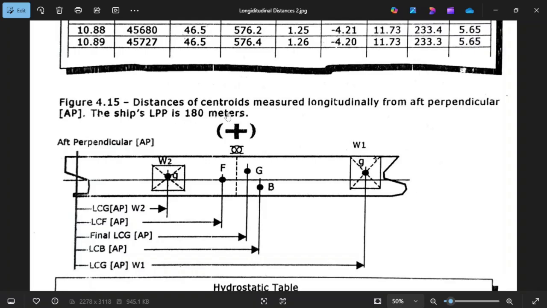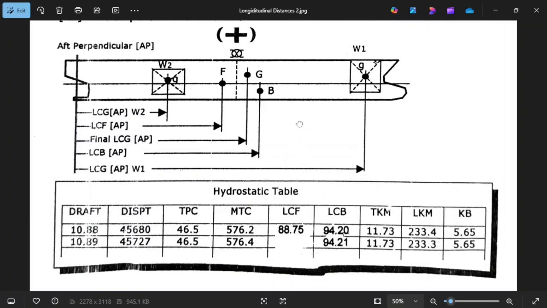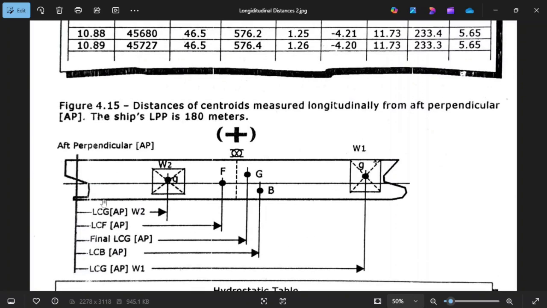Distances of controls measured longitudinally from the aft perpendicular. The ship's LPP is 180 meters. Okay? So look at the LCF. There's no negative. LCB, no negative, all positive. And so with TPC, no negative, all positive. So that is what it meant with this one, measured from aft going forward.